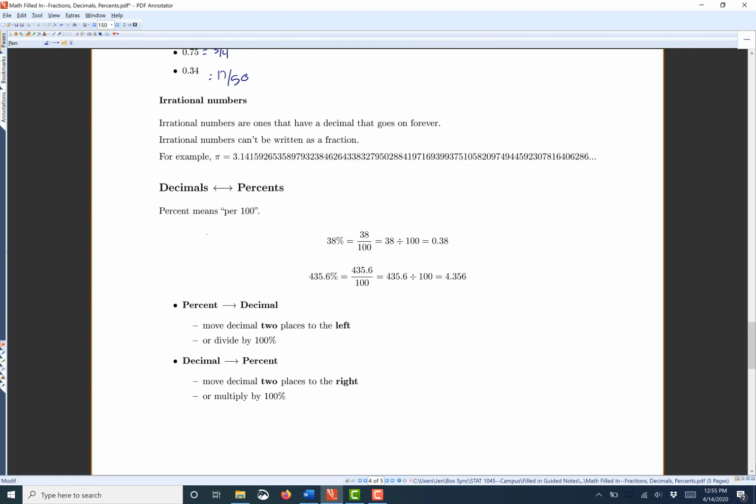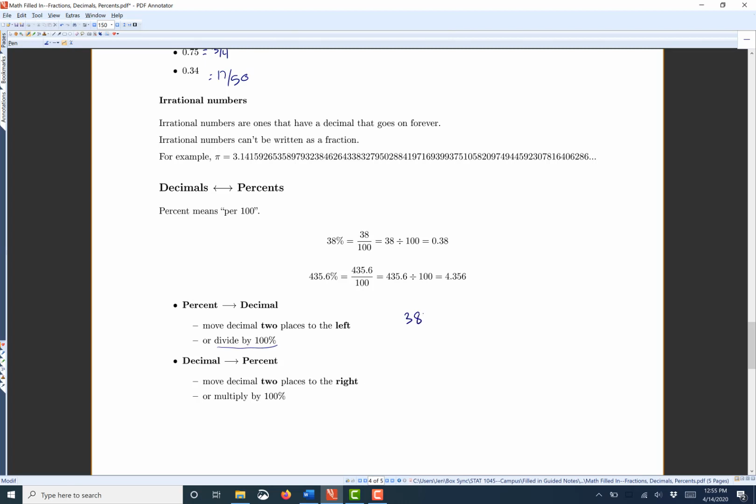Remember, percent means per 100. So 38% is written as 38 out of 100, or you could do 38 divided by 100, which is just 0.38. Or 435.6% is really 435.6 over 100. Or if you wrote it as a division, put in your calculator, you get 4.356. So if you have a percent and you want to go to a decimal, remember percent truly means per 100. So you just divide by 100. Now, anytime you divide by 100, that means you're just going to move your decimal 2 places to the left.